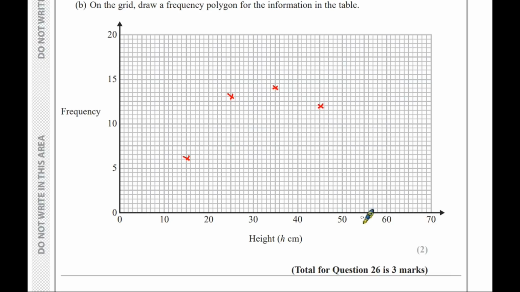50 to 60, midpoint 55, and the frequency was 16, so that's going to be our next. And finally we have the class interval 60 to 70, the midpoint was 65, and the number was 18, so that's going to go there. Once we have those, we simply get a ruler and a pen, and we join the dots with straight lines. So our frequency polygon is going to look like that.